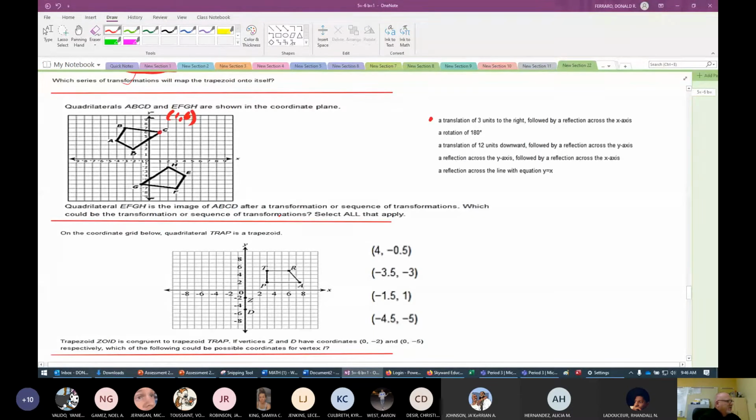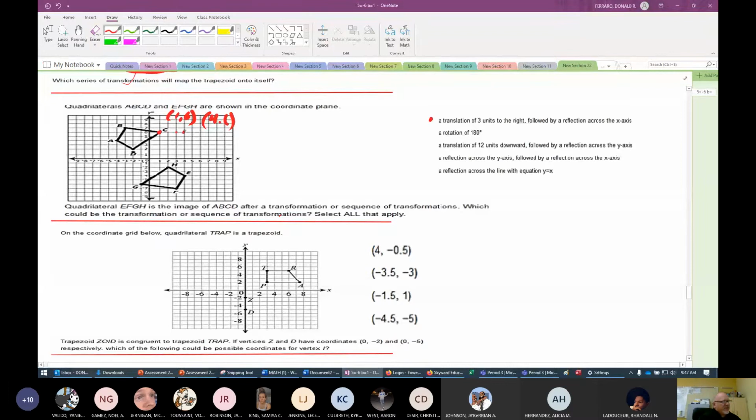All right, that's point C. So if we're doing a translation of 3 units to the right, we're going to go 1, 2, 3. And now we've got 4 comma 6. So we went 3 to the right, and our new point is 4 comma 6.